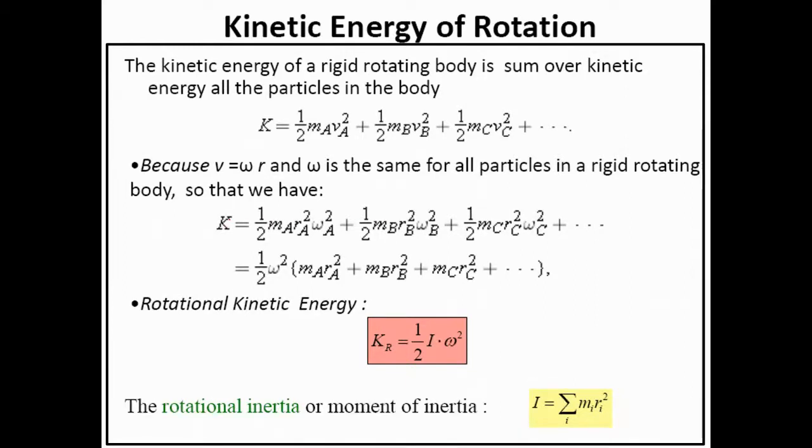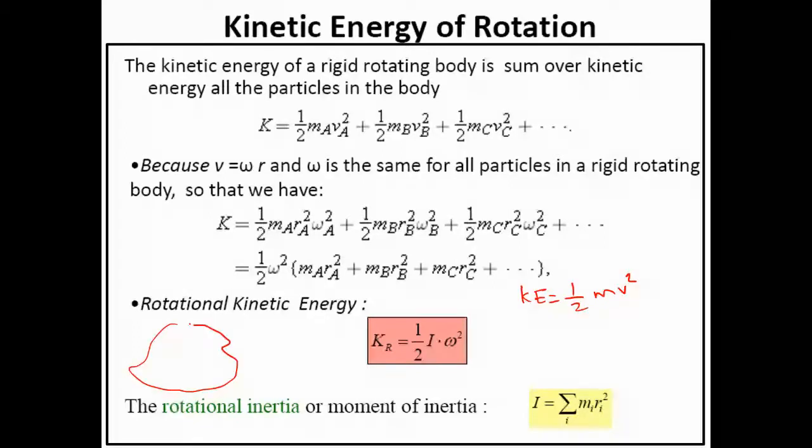Likewise, for rotation, we already know the formula for kinetic energy. What is the formula for kinetic energy? We know the kinetic energy formula for linear motion is half m v square. Suppose you have some big object made up of small particles. When you apply kinetic energy, each and every particle has this value: half m v square.